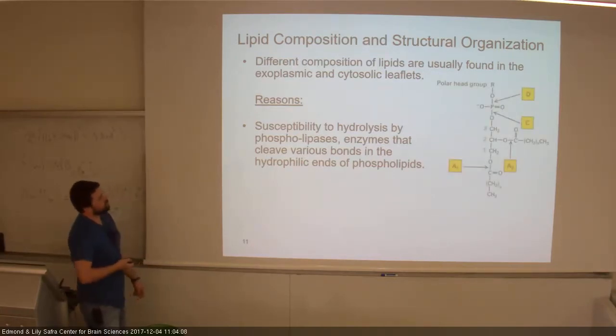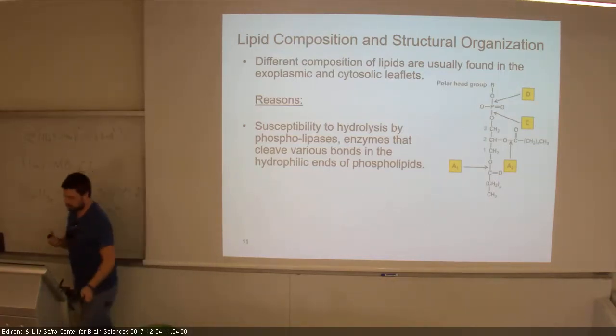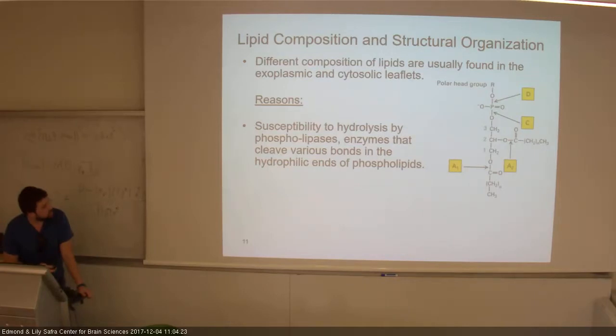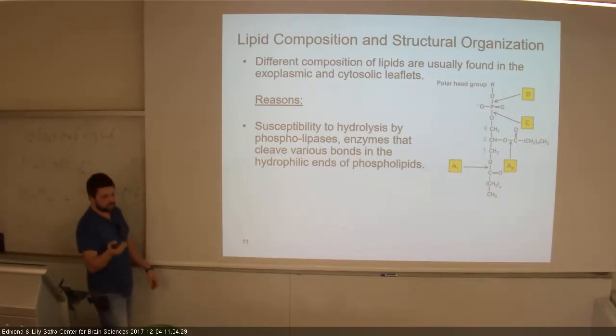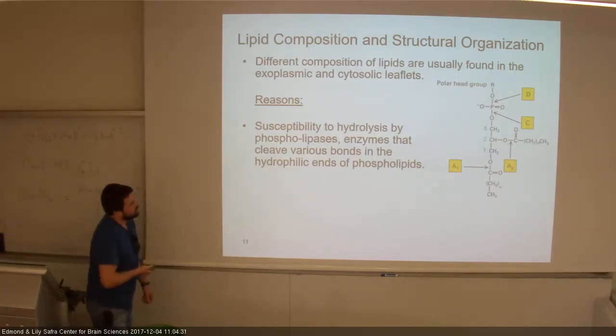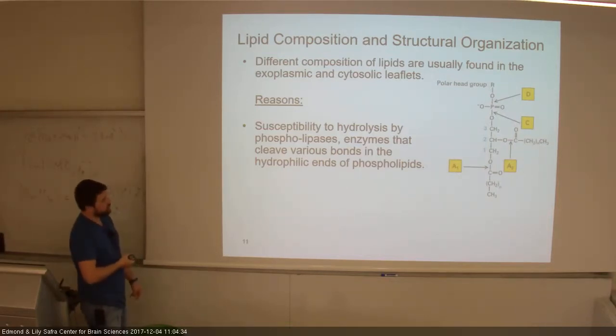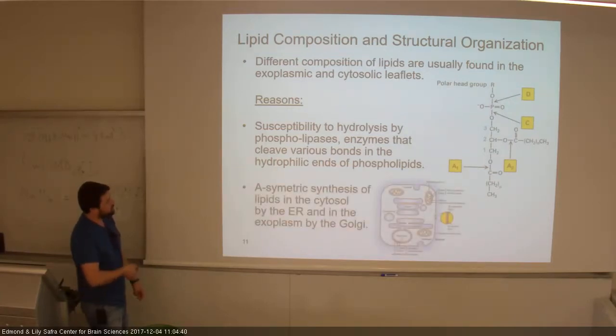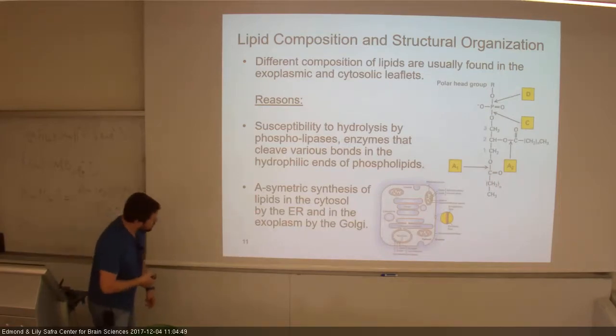We said that we can find different types of lipids inside the membrane, facing inwards to the cell or to the cytosol, or facing outwards, extracellular lipids. One of the reasons is that they're exposed to different sets of enzymes that cleave them in specific regions and modify the phospholipids, and these enzymes are different outside the cell and inside the cell. Also, the synthesis of these phospholipids is not symmetrical, like they're made in the smooth endoplasmic reticulum, sorry.